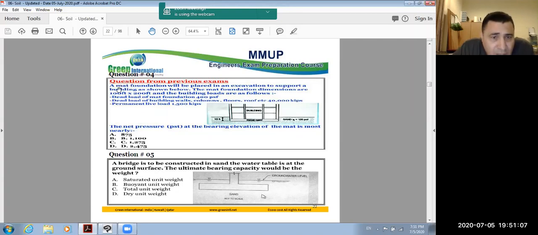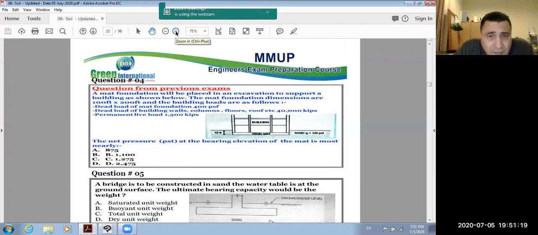Question number 4. Very important. A mat foundation will be placed in an excavation to support a building as shown below. We have a mat foundation. The mat foundation dimension he gave to you is what? 100 feet multiplied by 100 feet.